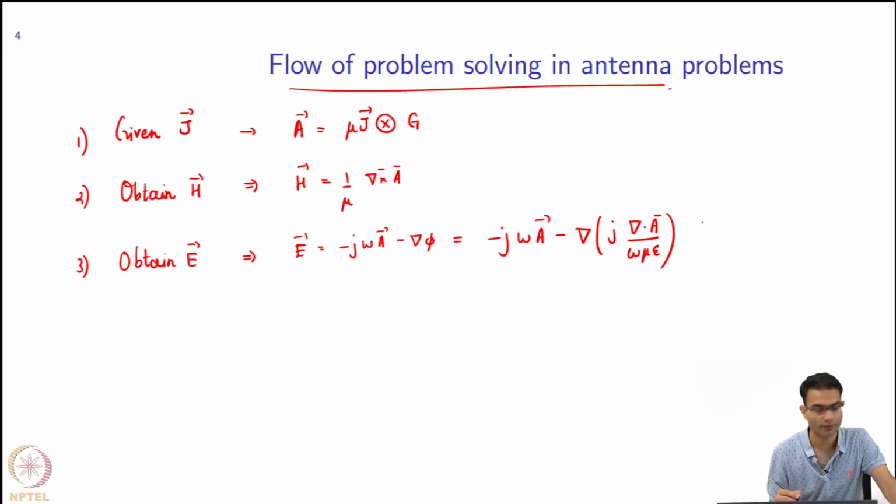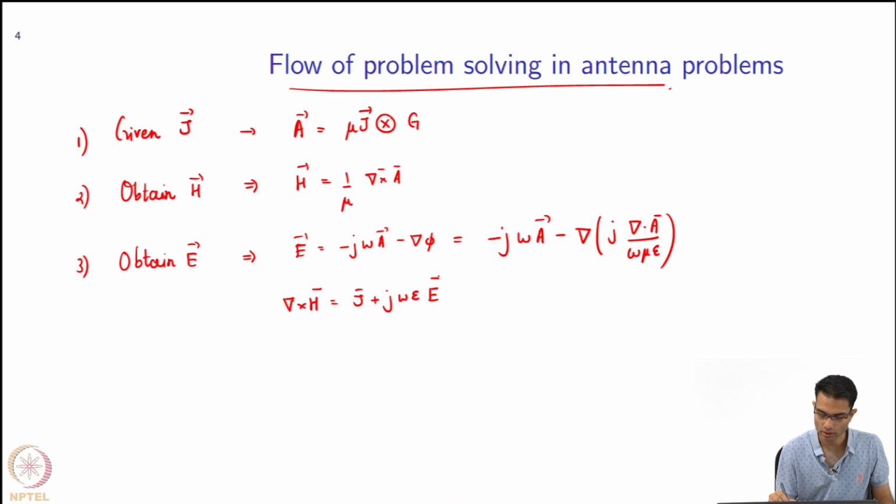So, this is one way of doing it. Is there a simpler way of finding E? I don't need any F. Yes, there is an electric vector potential, but you are recalling from memory, not from logic. Maxwell's equations, right? If I know H, can you give me E? I can use curl of H, because I have already calculated H in step 2, is J plus j omega epsilon E. I know H, I know J, so I get E. All I have to do is take the curl of H.